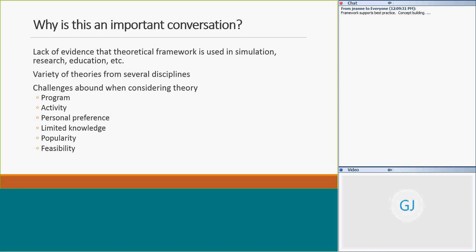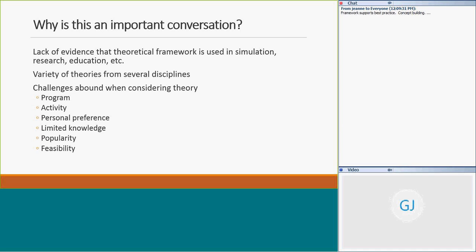Another thing to consider with choosing a theory for either an activity or your entire simulation program might be popularity. So we're talking about experiential learning, for example. That is one of the most prevalent theoretical frameworks or theories in simulation literature. Just because it is doesn't mean that it might be the best one to use or the most applicable to everybody. And the last thing to think about is feasibility, including cost, time, things like that.